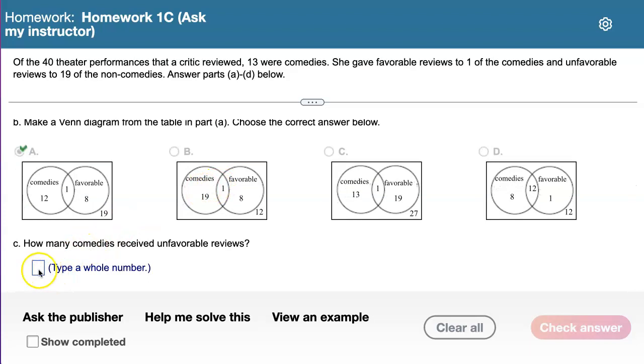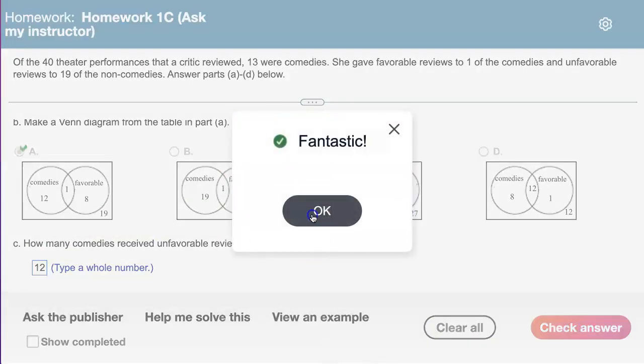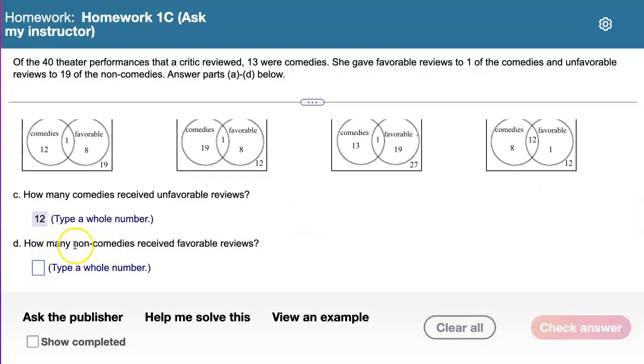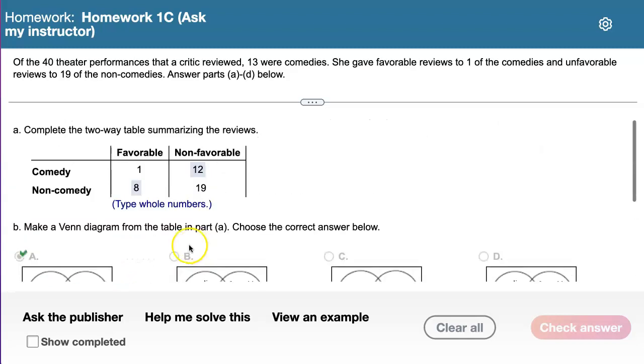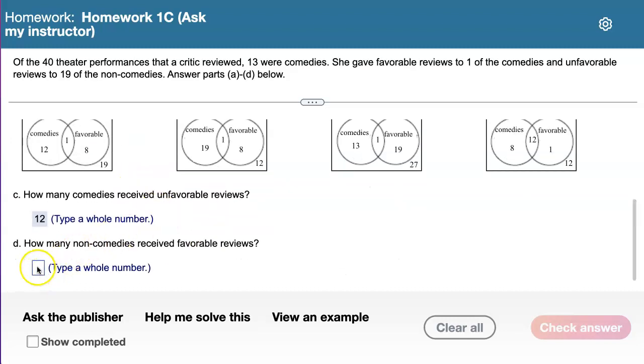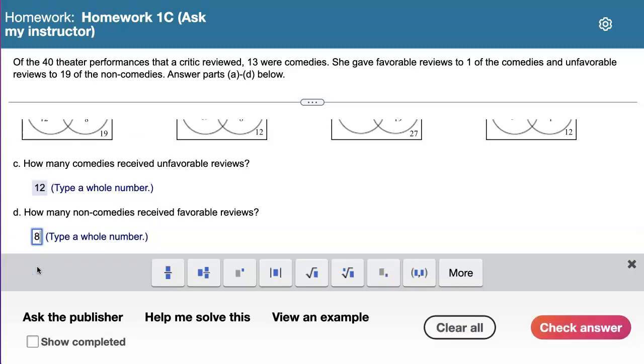So we're reading this two-way table here. And the very last part is asking for how many non-comedies received favorable reviews. So remember, non-comedy, favorable. So I'm in the non-comedy, looking for how many were favorable? 8. So the final answer is 8 right there. Okay?